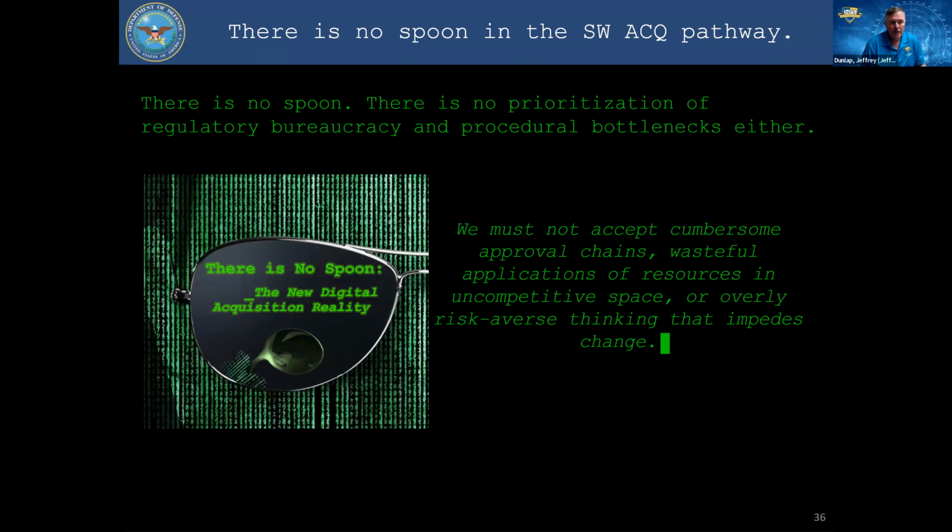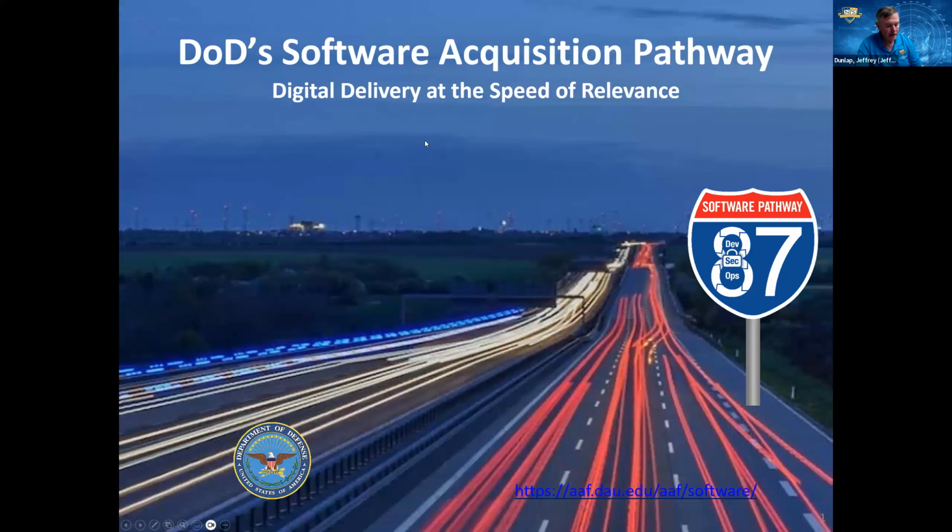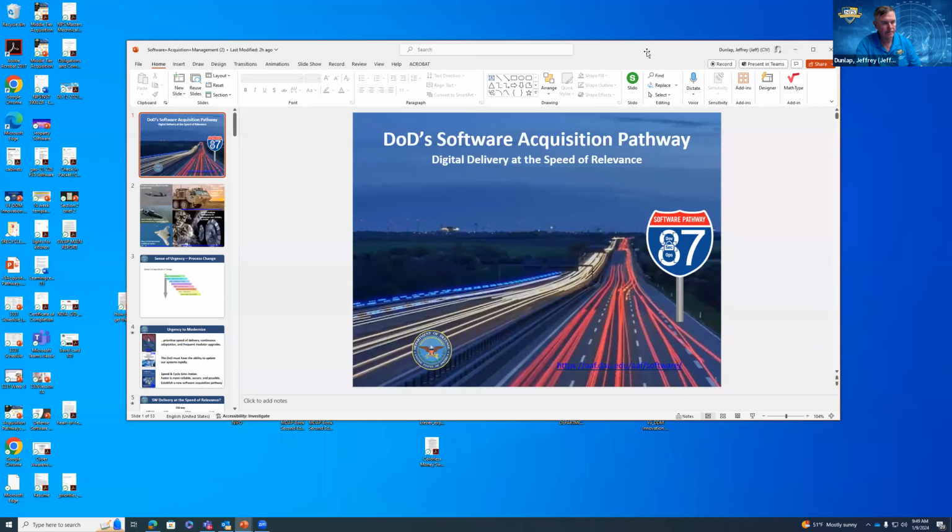We've got to remove the regulatory bureaucracy and the bottlenecks that exist in our acquisition system. We can't accept the cumbersome approval chains, wasteful application of resources, uncompetitive space, or overly risk-averse thinking that impedes change. So we are entering into a new realm of acquisition, with the speed and the threat that we have to counter here. And this is a big deal. So I'm going to stop there.